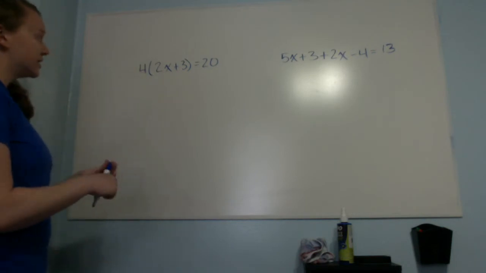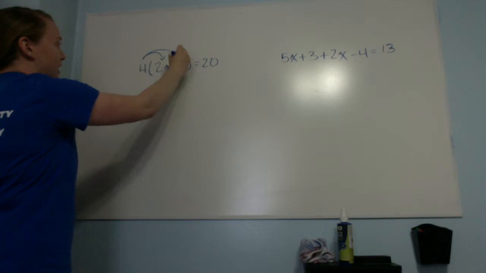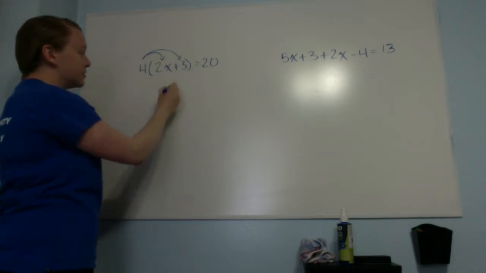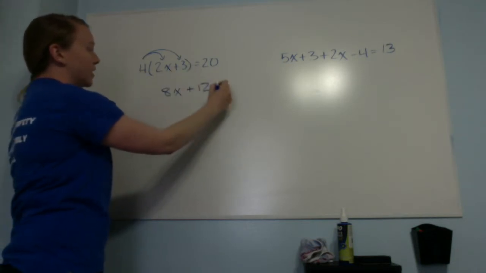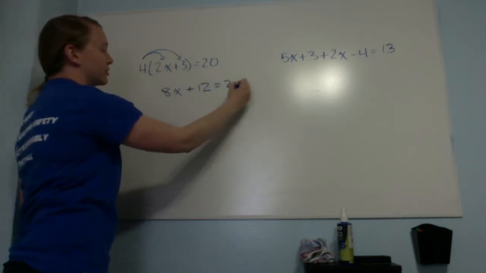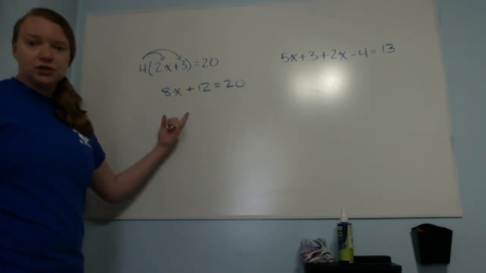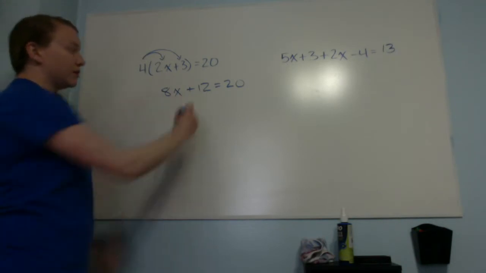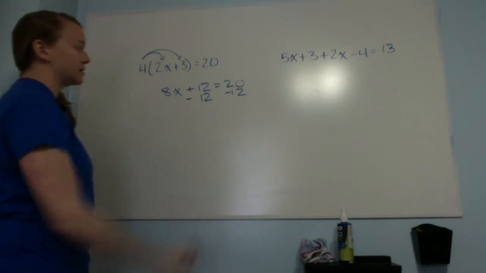So in this case, I am taking the 4 and distributing it to 2x and 3. So 4 times 2x is 8x. 4 times 3 would be plus 12. And I have equals 20. Now this is our two-step equation. So remember we use inverse operations to solve this. Because I have plus 12, I'm going to subtract 12 from both sides.